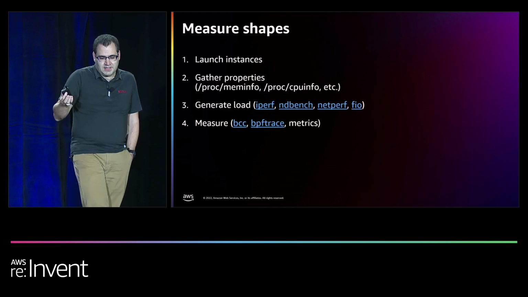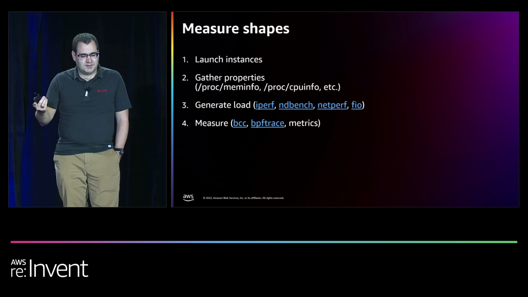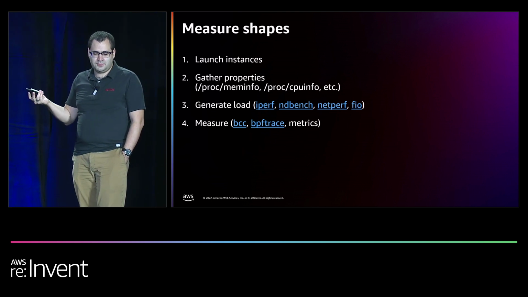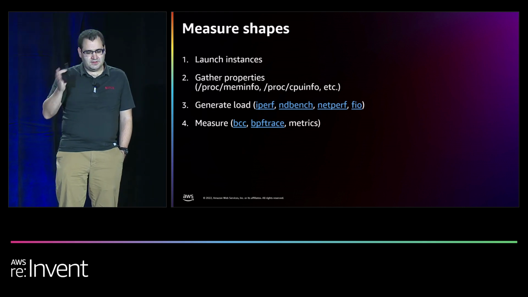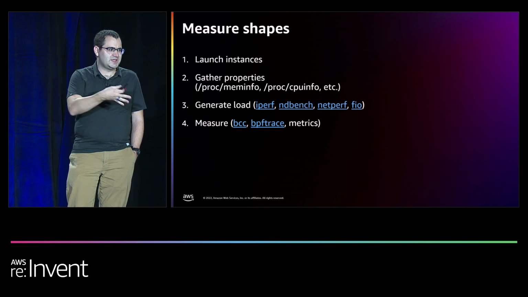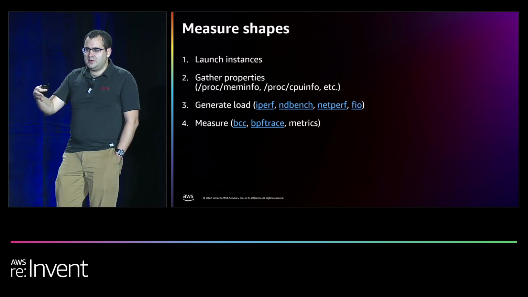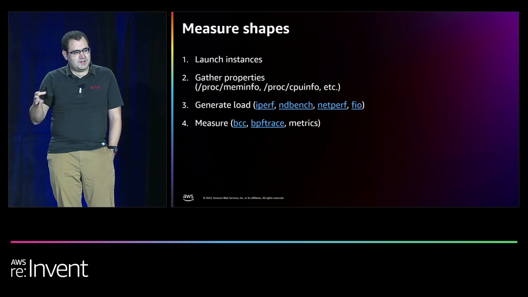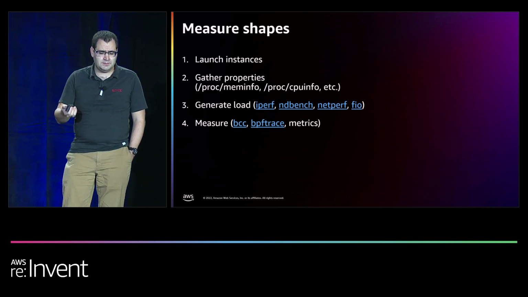So let's dive into a concrete example of how we would actually do this. Well, we just launch the instances. We gather the basic properties from /proc/meminfo and /proc/cpuinfo. And then the more interesting part is we use a suite of benchmarking tools like iPerf, NetPerf, and FIO. NDBench is a Netflix-specific application-level benchmarking framework. We generate load, and then we can measure the latency distributions of the networks and the drives using tools like BCC and BPF trace.